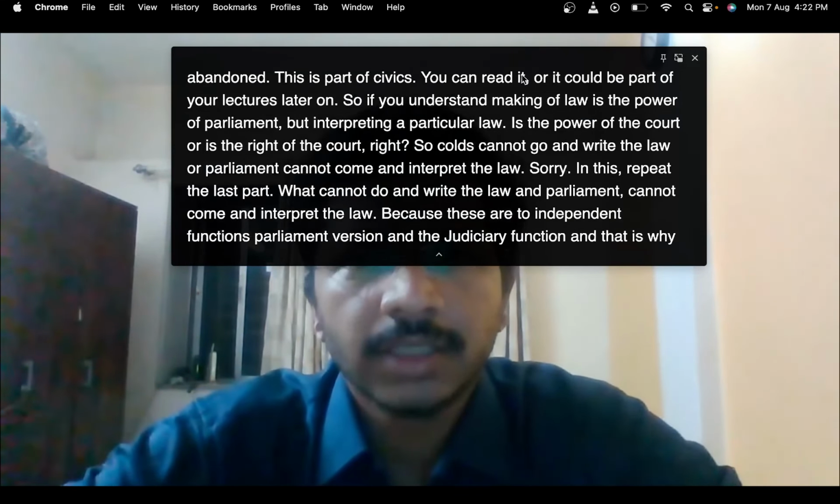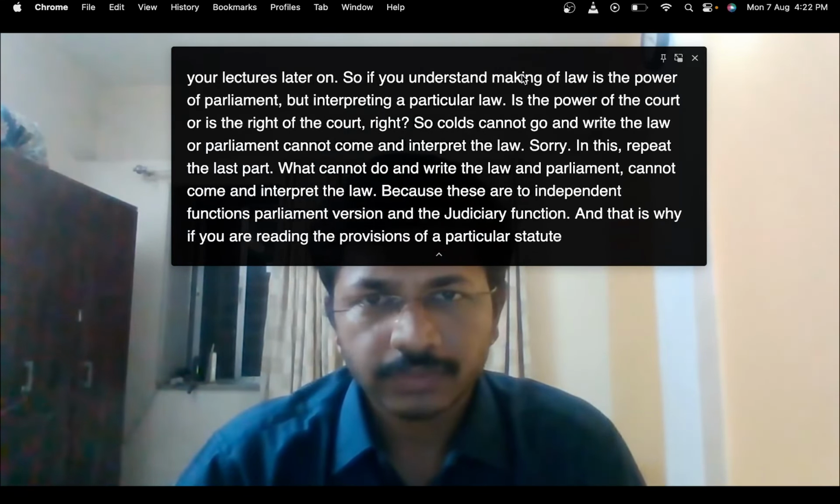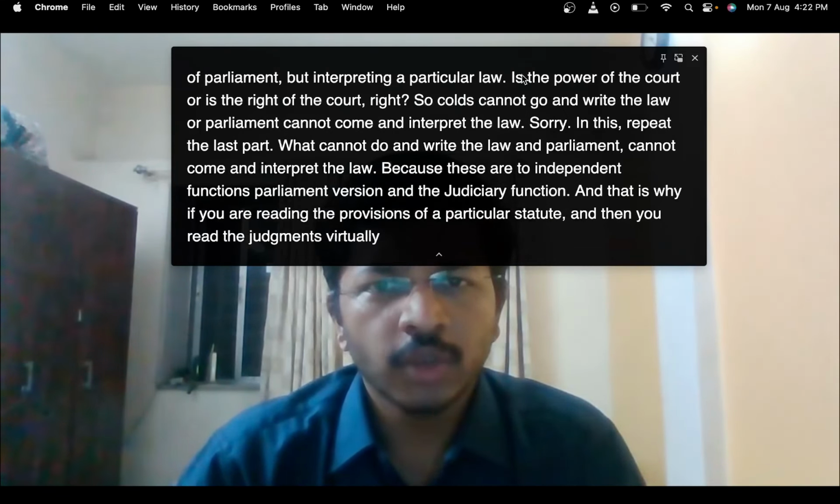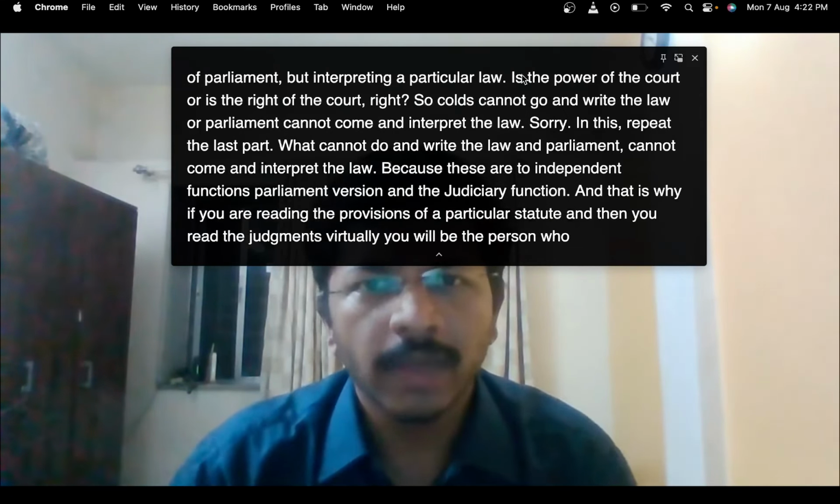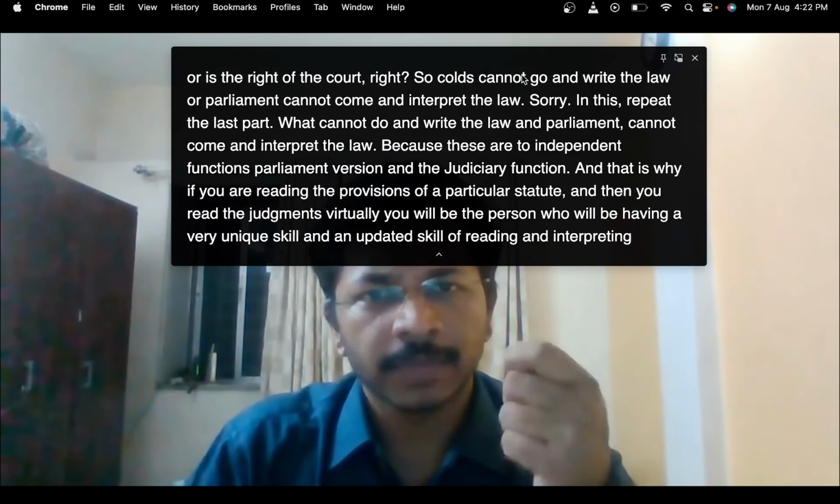And that is why, if you are reading the provisions of a particular statute and then you read the judgments, virtually you will be the person who will be having a very unique skill and an updated skill of reading and interpreting a particular statute.